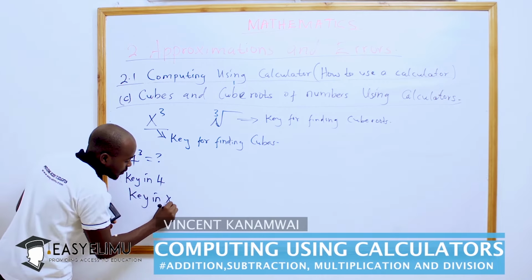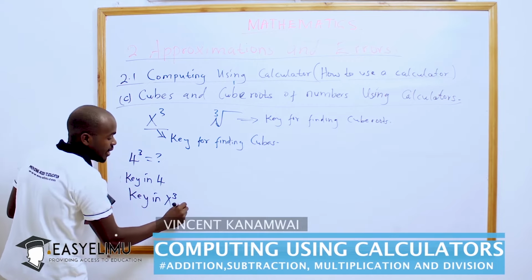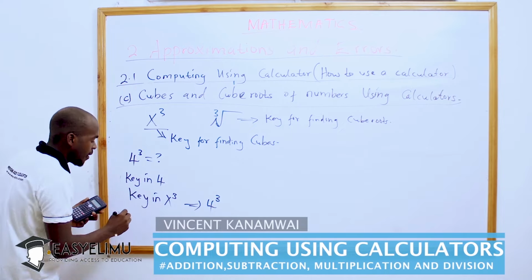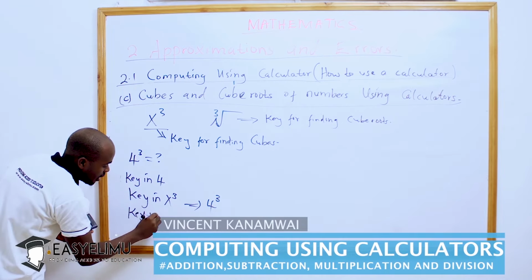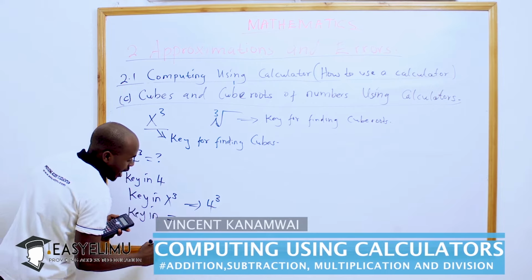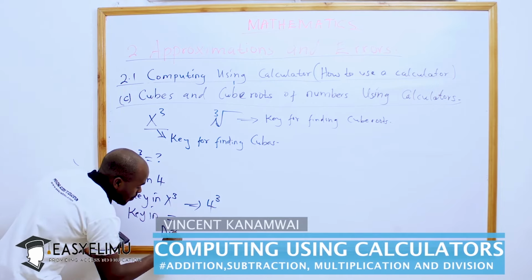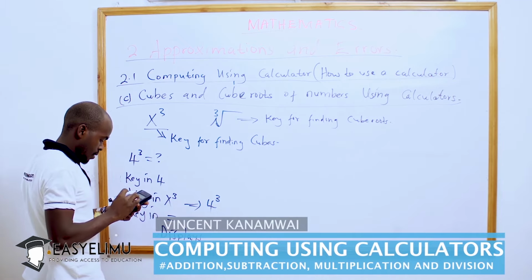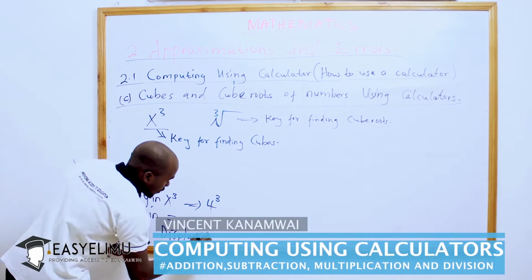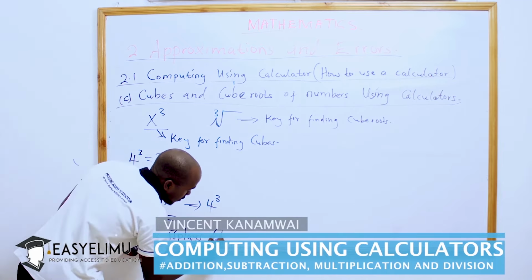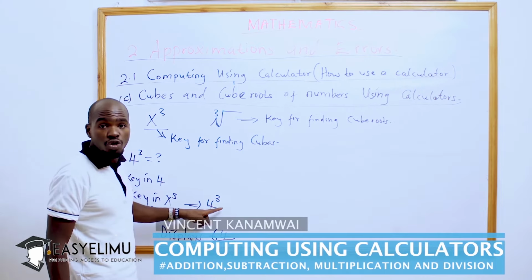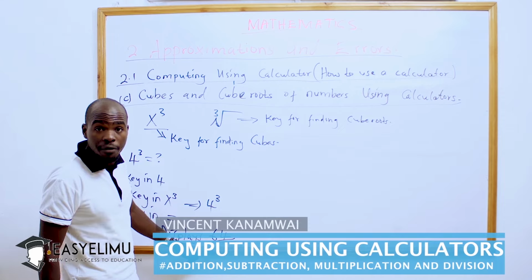key in x cubed, and you will find the screen displays 4 cubed. Then after that one, you now key in the equal sign, and you find the screen displays to you 64. That means that 64 is the cube of 4. So if you take 4 cubed, you will find 64.